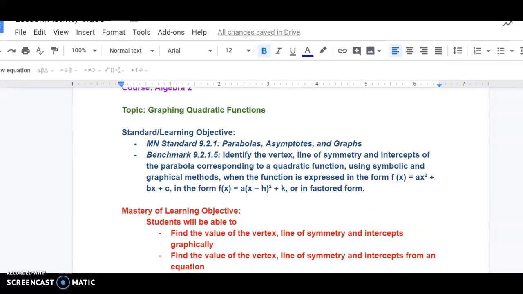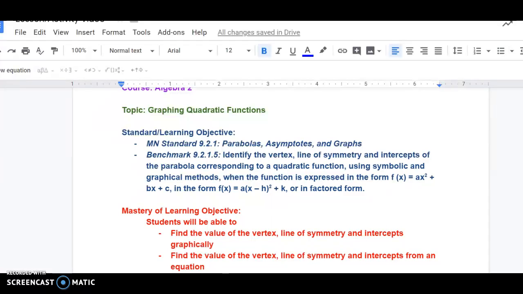My learning objective is one of our state standards. 9.2.1 is parabolas, asymptotes, and graphs, and specifically I'm looking at benchmark 9.2.1.5, which is identifying the vertex, line of symmetry, and intercepts of parabolas corresponding to quadratic functions, symbolically or graphically. In my opinion, students are a lot better doing it graphically because they can see it and figure out the important stuff that way. But I'm going to take the problem-solving approach of using the graph to solidify how to do it symbolically, using the equations.